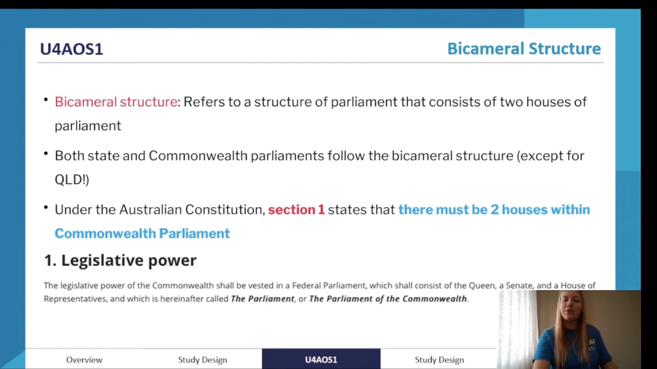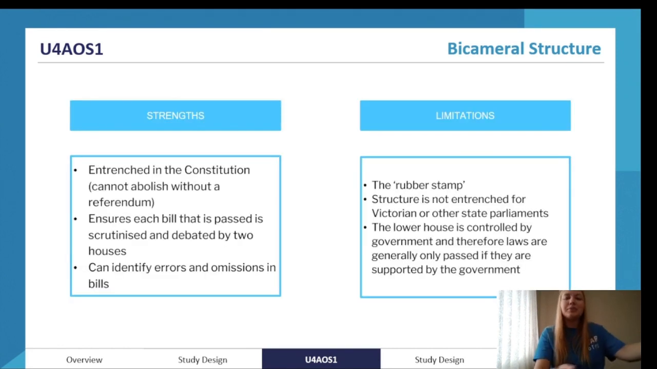So under the Australian Constitution, Section 1 is what you need to know about. It is Section 1 that establishes that there are two houses within the Commonwealth Parliament, not one, but two. And then we know in more specific detail, Sections 7 and 24 establish the Senate and the House of Representatives and all of their roles. We will also be having a look at those sections.